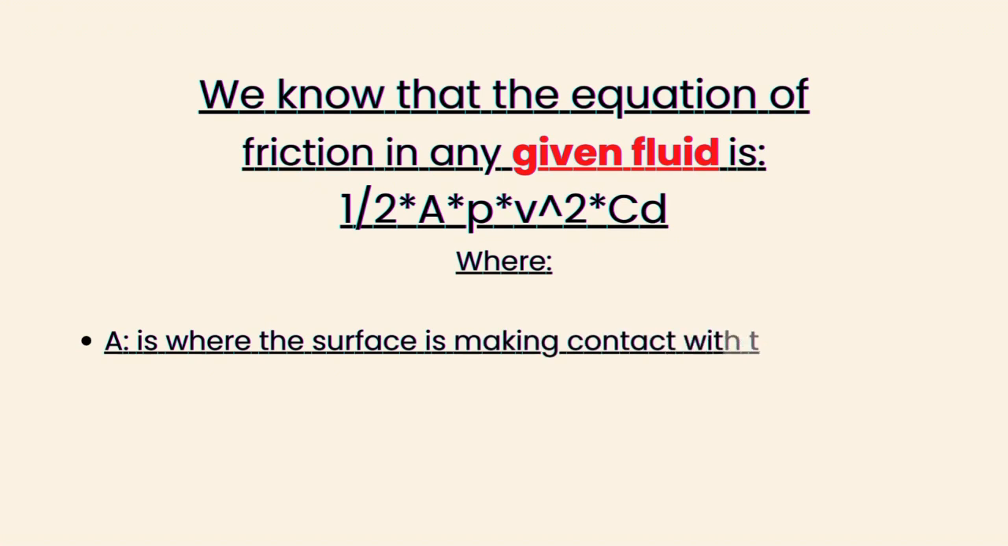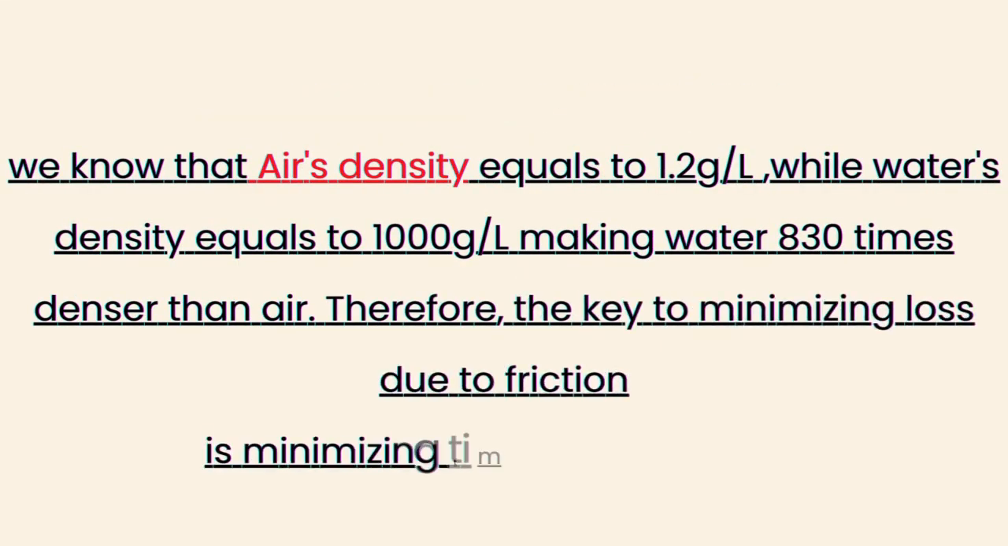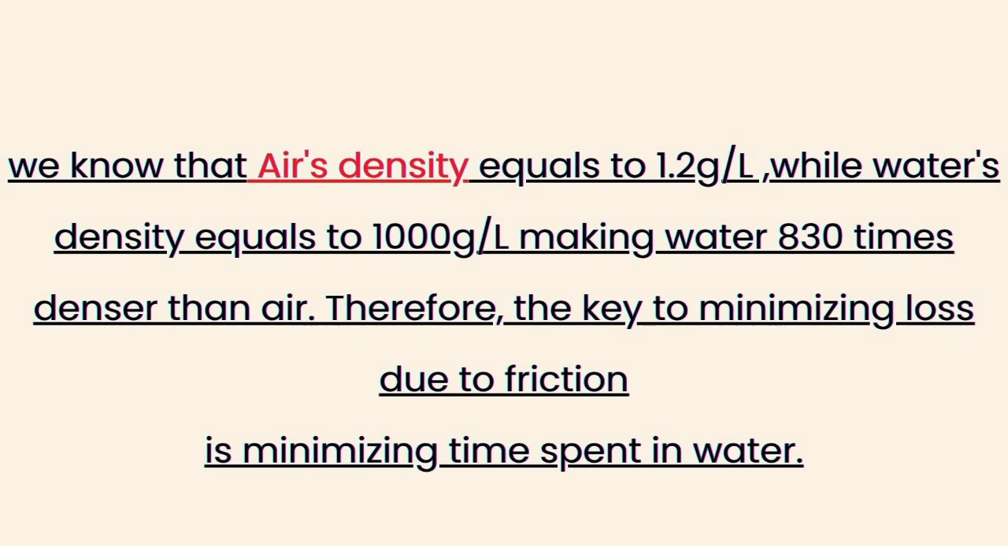So, we know that the equation of friction in any given fluid is 1/2 times A ρ V squared CD, where A is where the surface is making contact with the fluid, ρ the density of the fluid, V the speed of the object relative to the fluid, and finally CD the coefficient of drag. We know that air's density equals 1.2 grams per liter, while water's density equals 1000 grams per liter, making water 830 times denser than air. Therefore, the key to minimize loss due to friction is minimizing time spent in water.